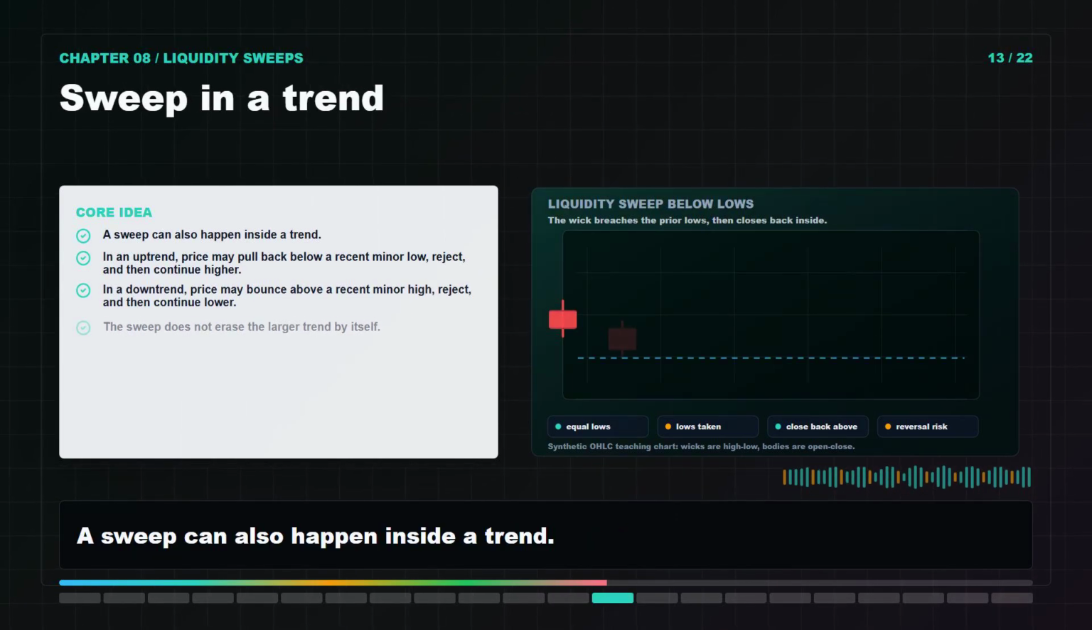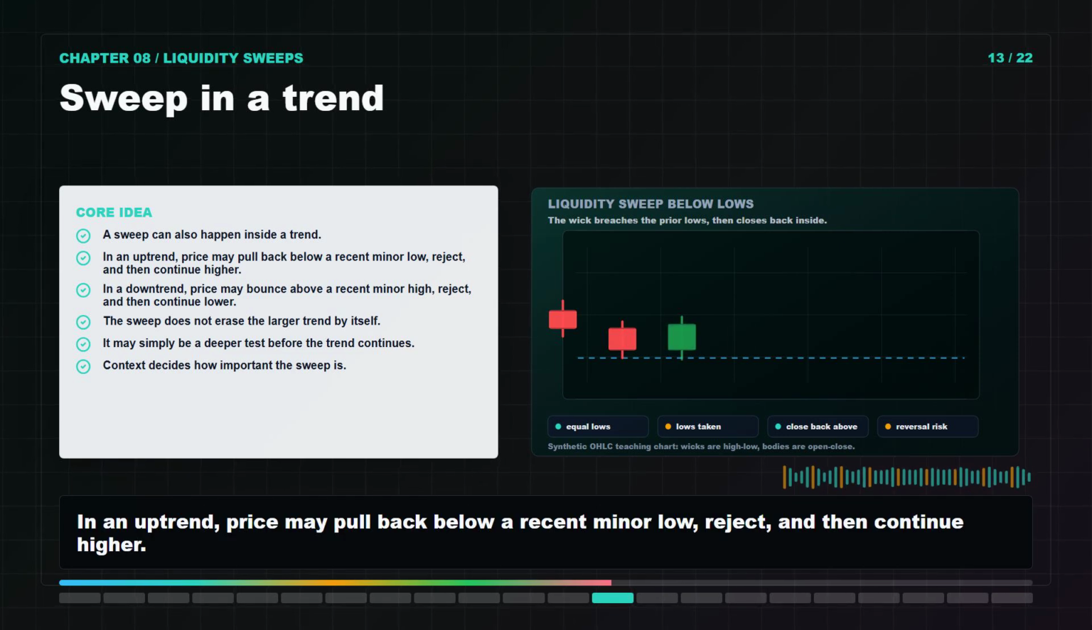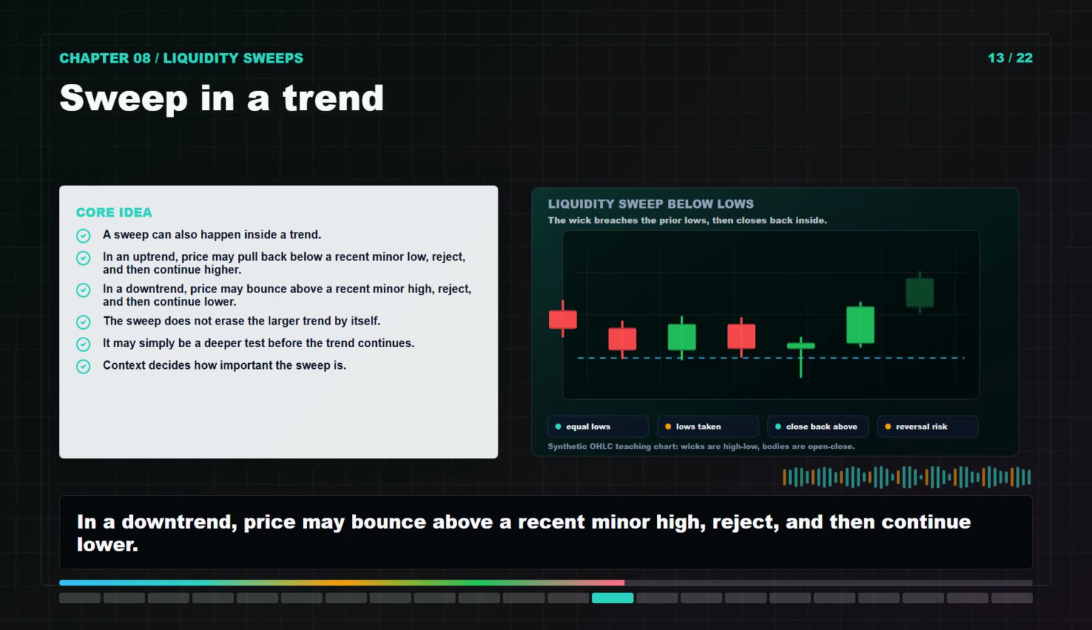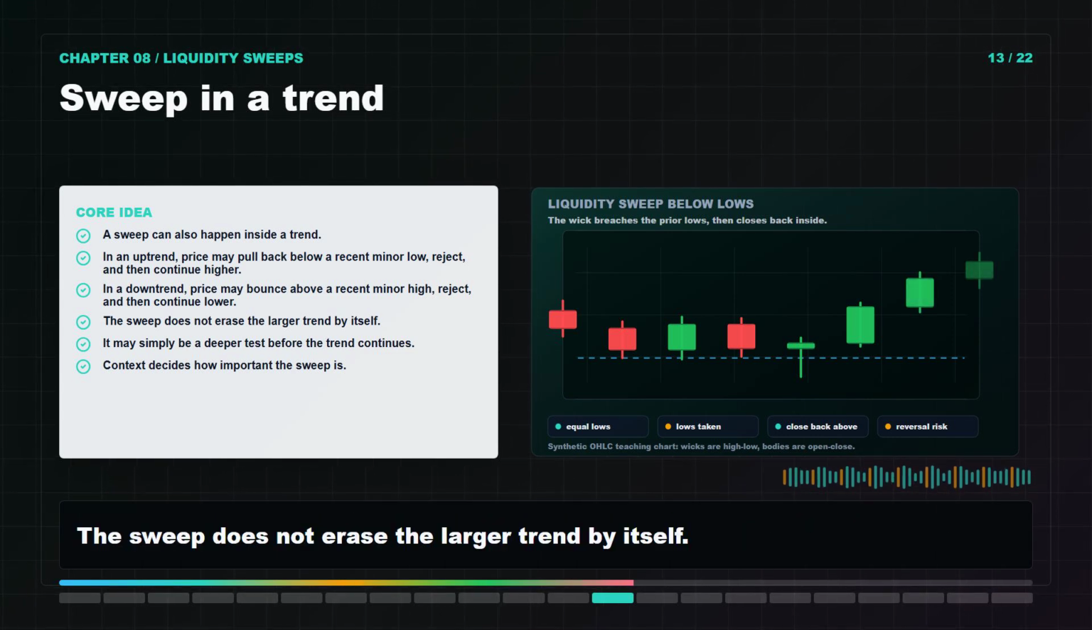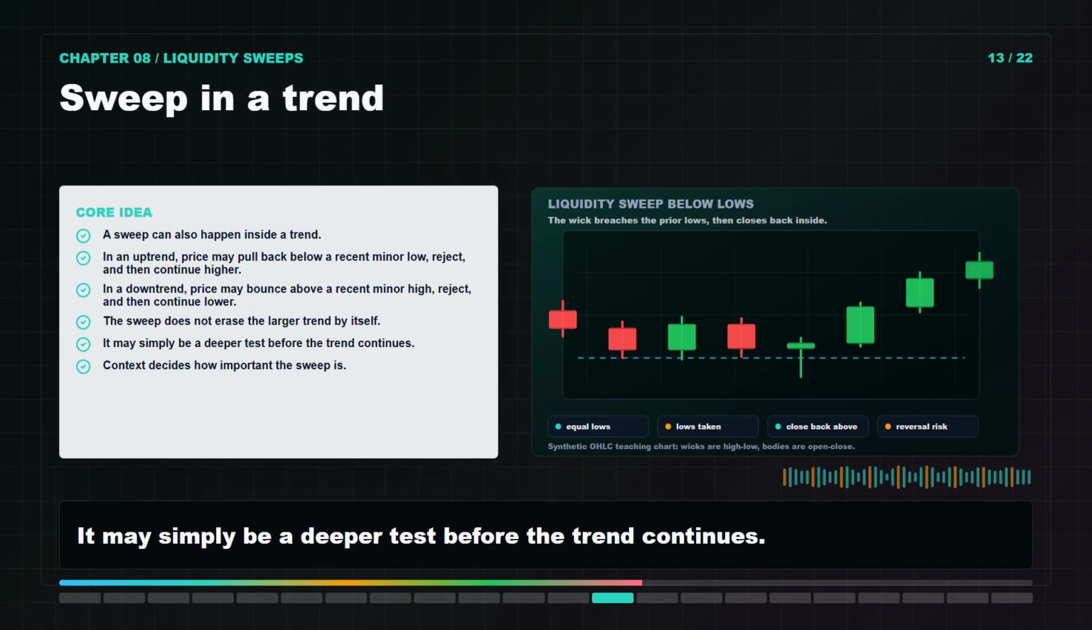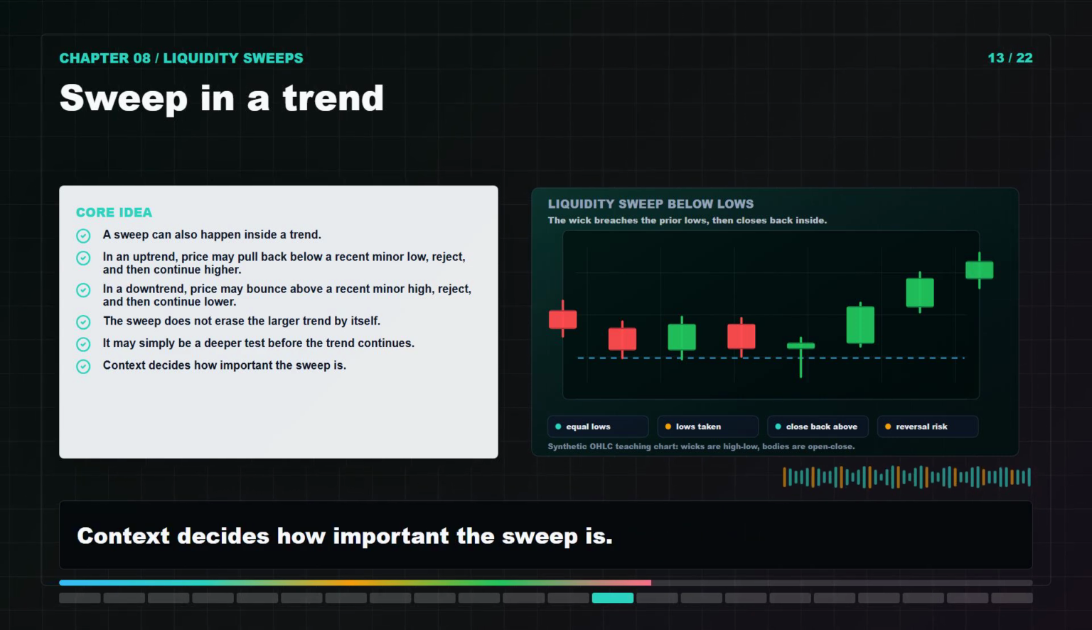A sweep can also happen inside a trend. In an uptrend, price may pull back below a recent minor low, reject, and then continue higher. In a downtrend, price may bounce above a recent minor high, reject, and then continue lower. The sweep does not erase the larger trend by itself. It may simply be a deeper test before the trend continues. Context decides how important the sweep is.